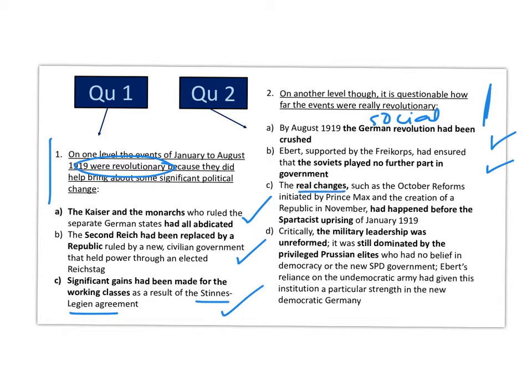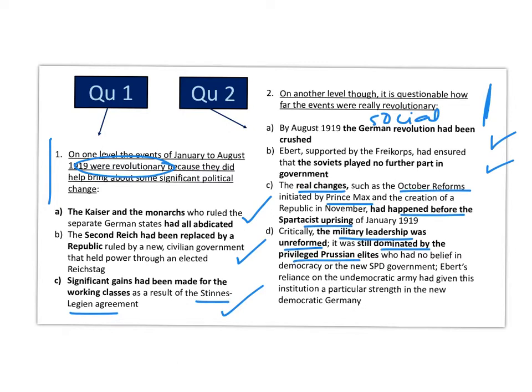Arguably, what happened with the birth of the Weimar Republic was continuity, because the October reforms, the decision to give power to the Reichstag, had happened before the Spartacist uprising. So arguably that is continuity. Critically, the military leadership was unreformed, still dominated by the elites.